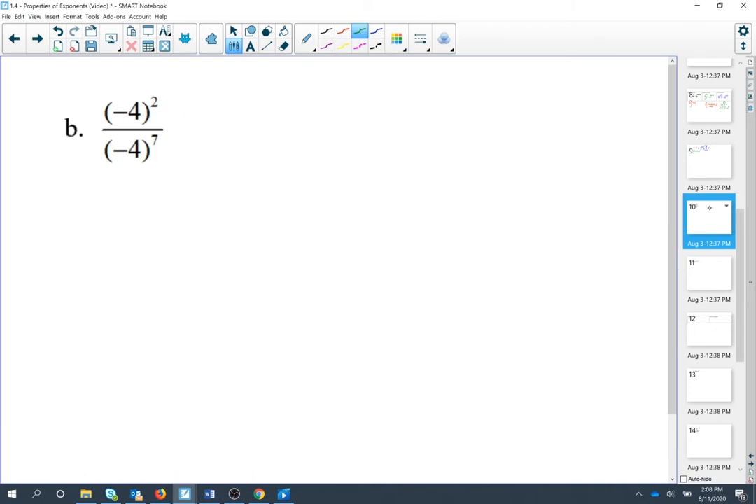Next one, letter B, negative 4 squared over negative 4 to the 7th. On this one, this is a quotient, so we're going to subtract things out, and there's a couple ways to look at this, and we might do it both ways. If we use our power rule, we're going to take our base, negative 4, and take 2 minus 7. You always take the numerator minus the denominator, which gives us negative 4 to the negative 5. Well, that's an acceptable answer, but when you're dealing with exponents, it's really not, because now we're dealing with a negative exponent, which we don't like.